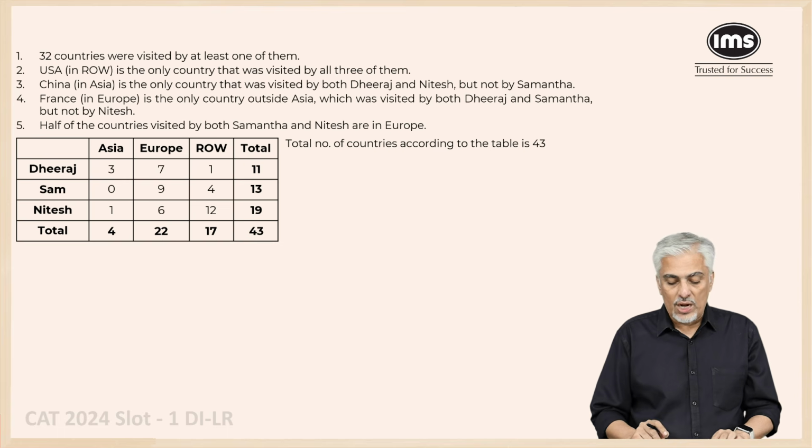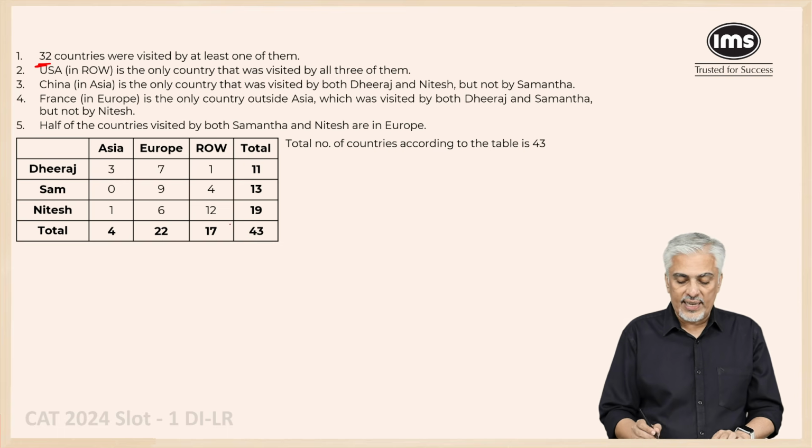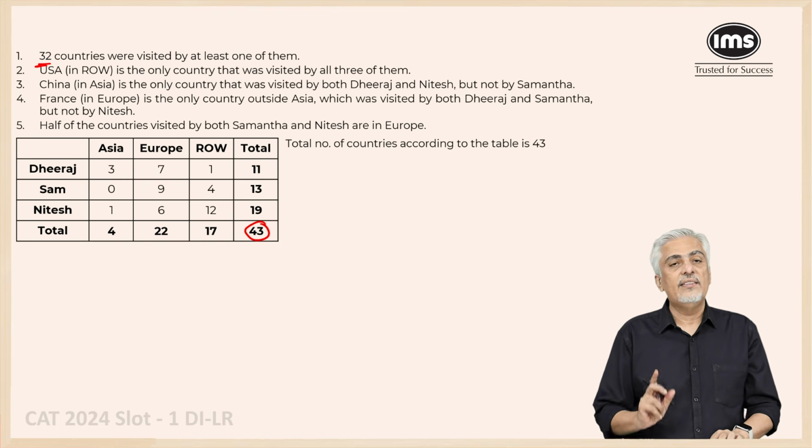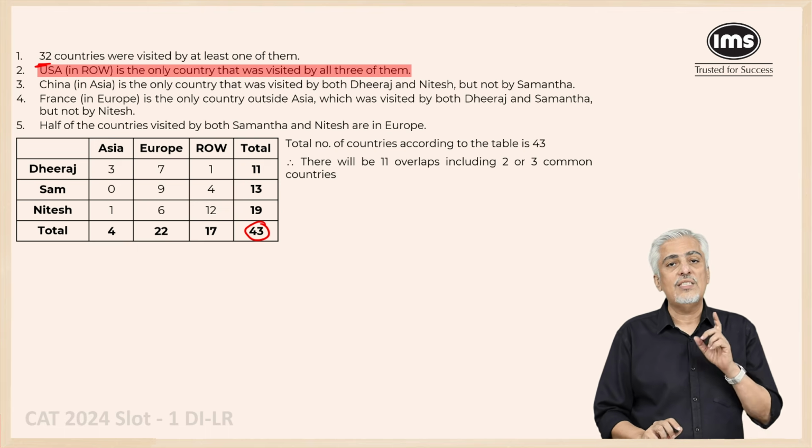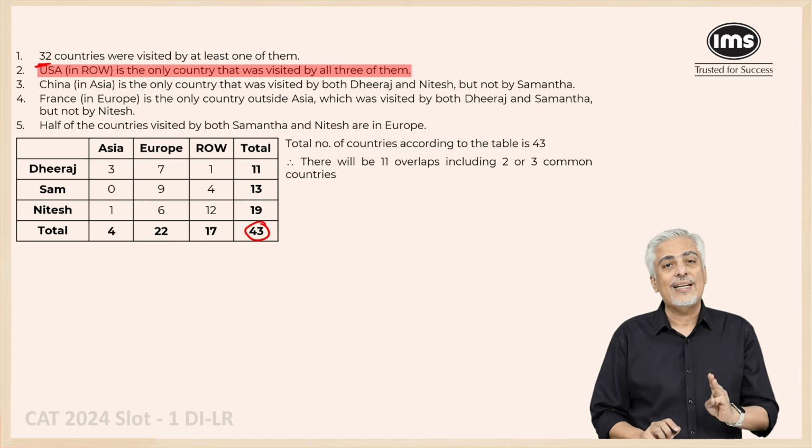So as I said, now because there are only 32 countries and here there are 43 countries, there are 11 overlaps. So we know that there will be 11 overlaps, including 2 or 3 common countries. Okay. Now, USA is the only country that was visited by all 3 of them. Because it is visited by all 3 of them, it has been counted thrice.